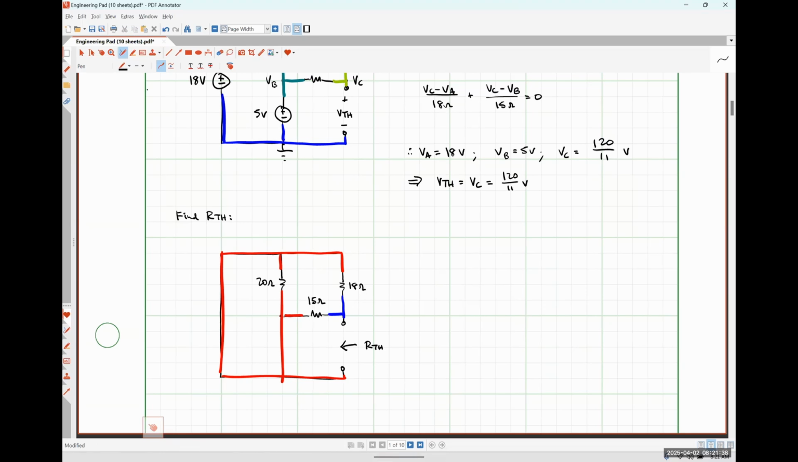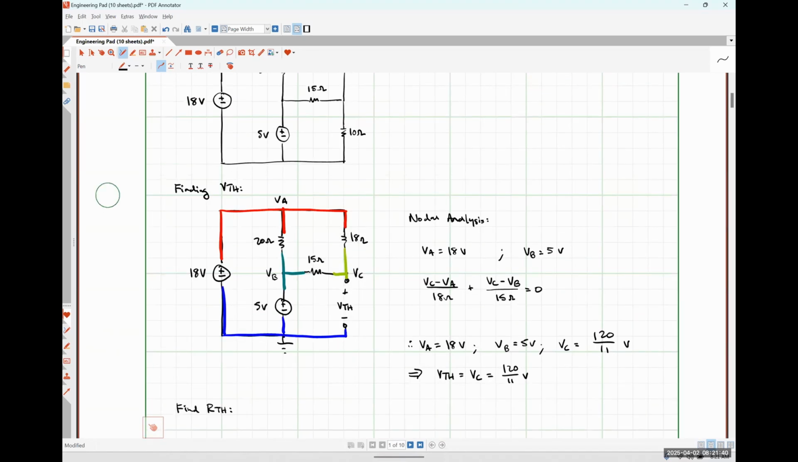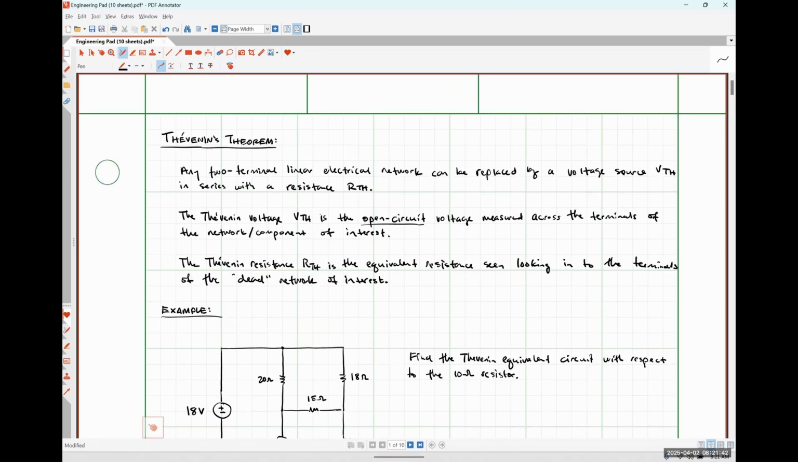No, not at all. So let's go back to our definition up here. The Thevenin voltage is the open circuit voltage measured across the terminals of the network. And the Thevenin resistance is the equivalent resistance seen looking into the terminals. So you have to use the exact same terminals that you're finding VTH to find RTH. Otherwise, you're doing it wildly incorrectly. So it must be the exact same set of terminals.